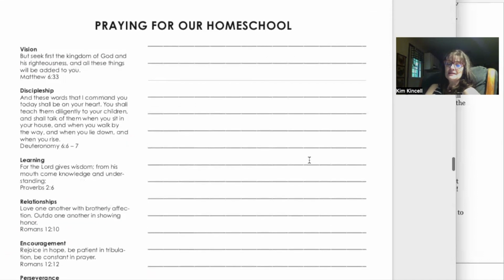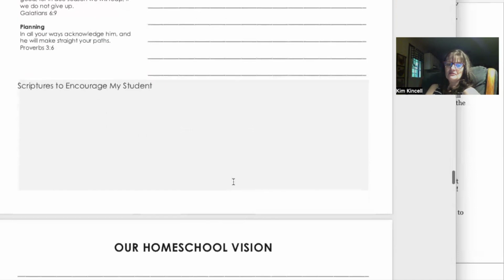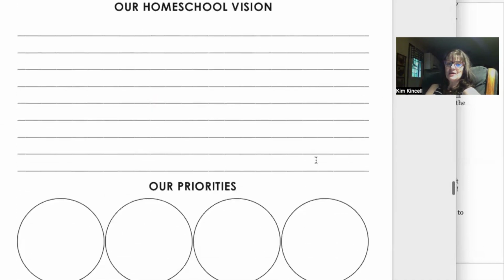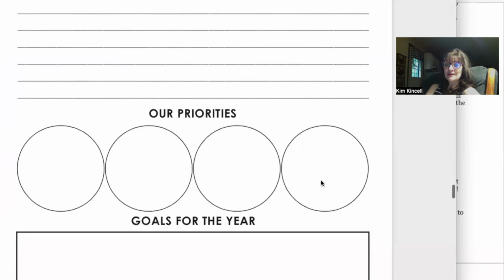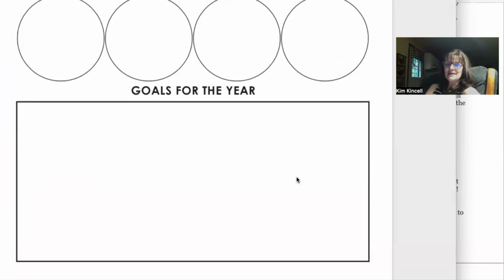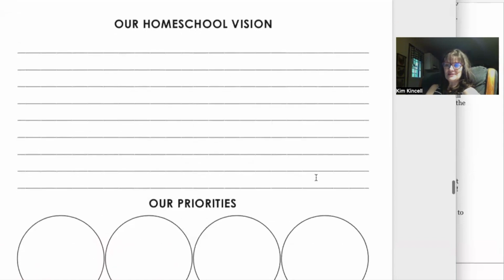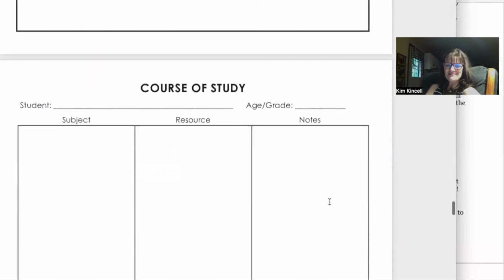We already referred to this page, which has scriptures on the sidebar here, and then prayers that you can pray for your homeschooling, and maybe other scriptures that are encouraging you. We also talked about this form where you can write down your reason for homeschooling, your vision for homeschooling, your priorities, and your goals for the year. This can be a great resource to come back to on those days where you're a little bit discouraged, and we all have those.